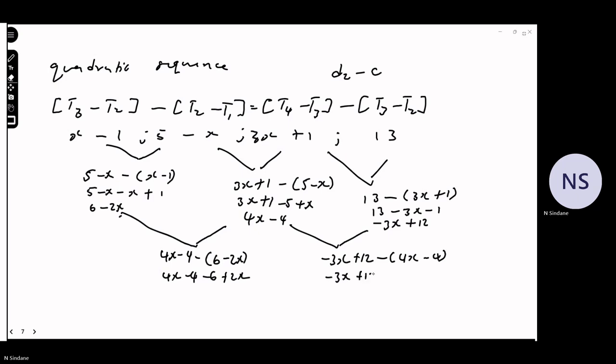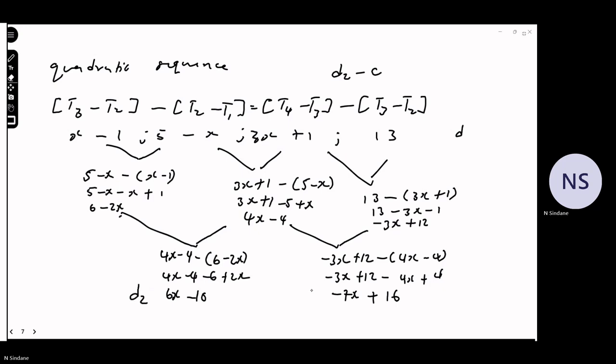Here I'm going to have negative 3x plus 12 minus into 4x minus, okay, let's remove the bracket. Therefore, this will be plus. Simplifying, I'm going to get 2x minus 8. Is it 8 minus 10 actually? 4 plus 2 is 6. Why am I saying 2? 6x minus 10. Then this will be negative 7x plus 16.